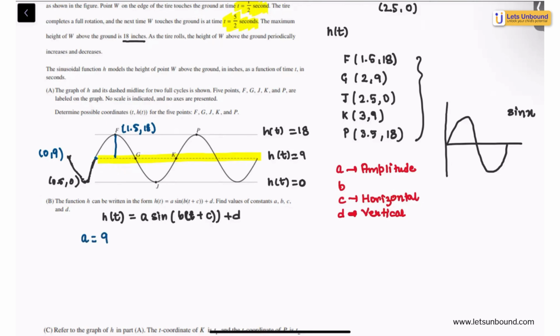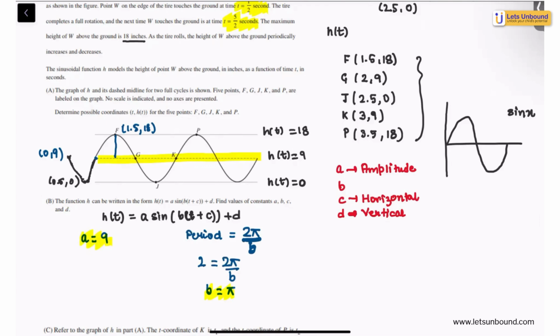Going on ahead, we have to discuss the period as well. We discussed the period is 2 seconds. Now, the formula for calculating the period is 2 pi over b. Since we have the value of period is 2 pi over b, b will give me a value of pi. So we can say b is pi, then in that case, a has come out to be 9.